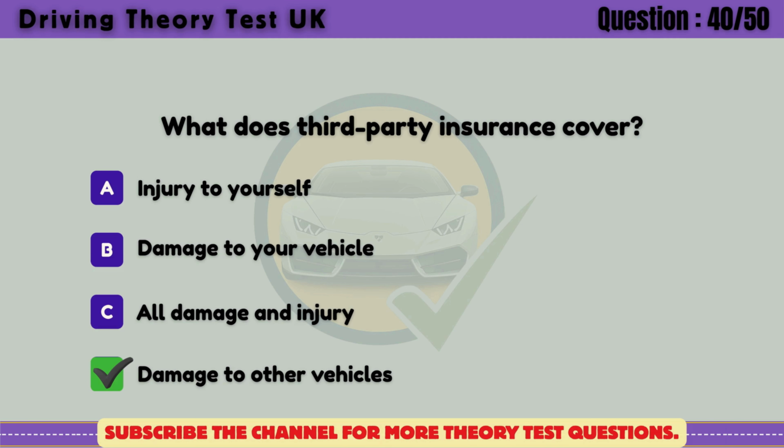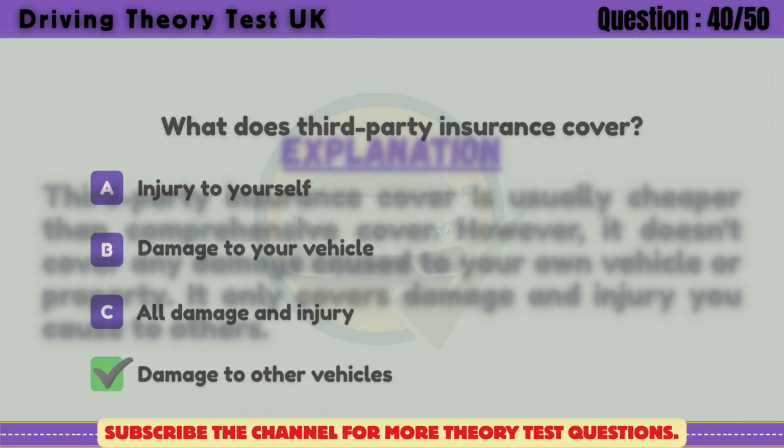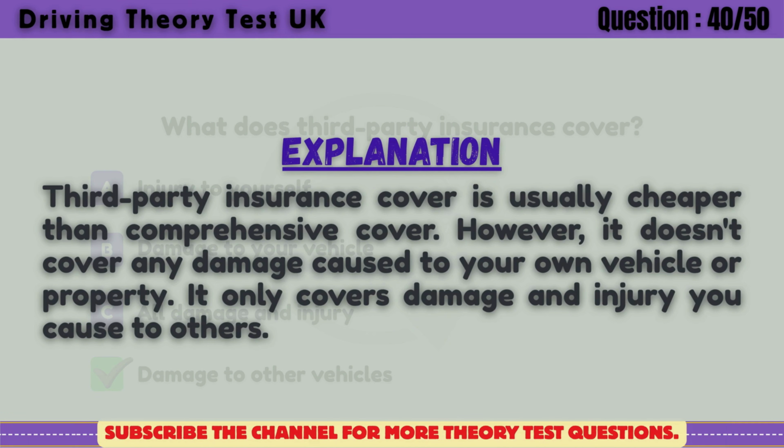Answer is D. Damage to other vehicles. Third-party insurance cover is usually cheaper than comprehensive cover. However, it doesn't cover any damage caused to your own vehicle or property. It only covers damage and injury you cause to others.